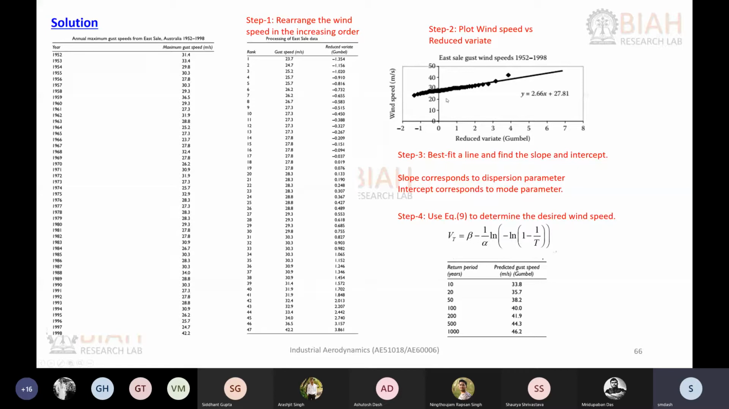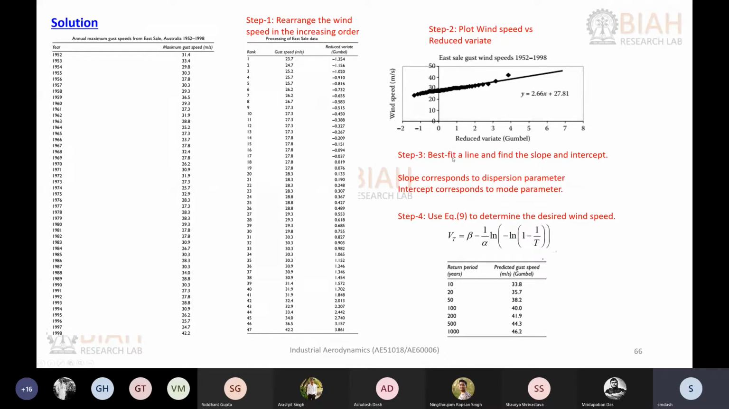So once you plot these data points on the graph, you can then do a best fit. Okay, so a particular line which is taking into account all these data points in a suitable manner, a best fit you need to do, and from that best fit you can find out what is the slope of the line as well as where it intercepts on the y-axis.